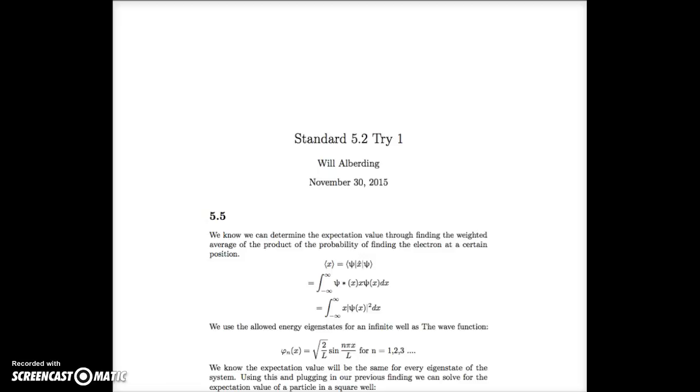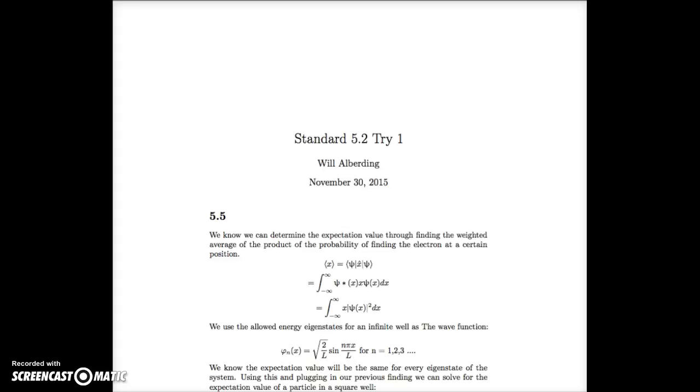Okay, this is my first attempt at standard 5.2. I decided to do 5.5, which asks to calculate the expectation values and the uncertainties of position and momentum for the infinite square well energy eigenstates.